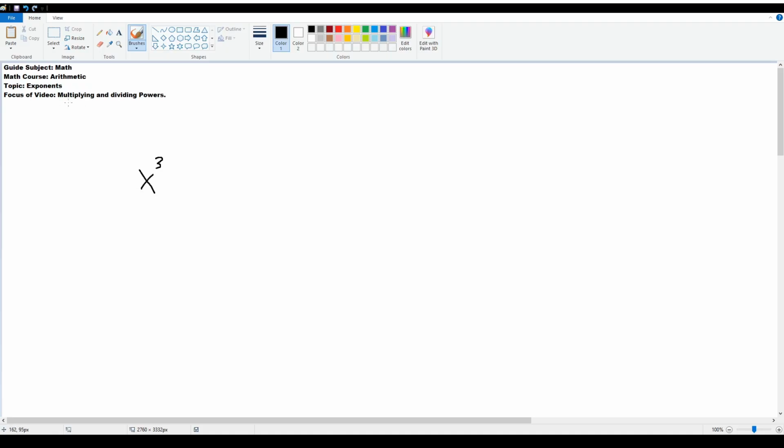So to explain how we do this, I'm going to use x. For those unfamiliar with algebra, x just means an unknown number. It does represent a number if we say it equals something, but right now x is just an example. It could be any number: 1, 2, 3, 4, 5, whatever.